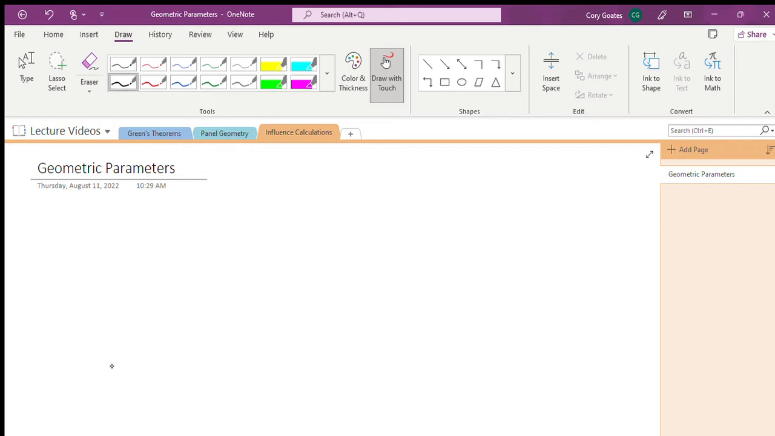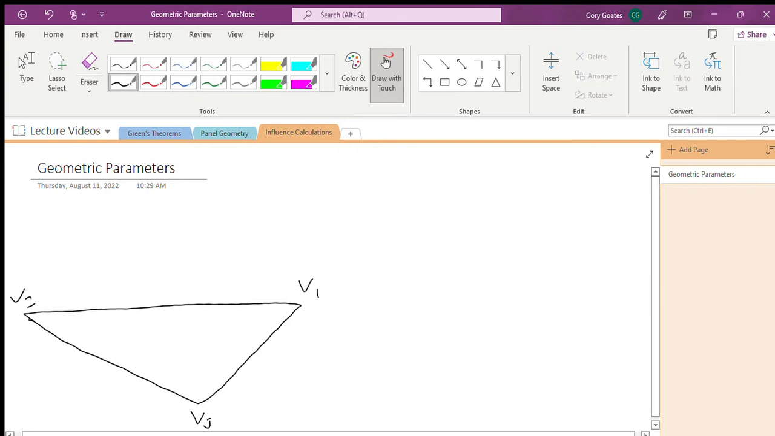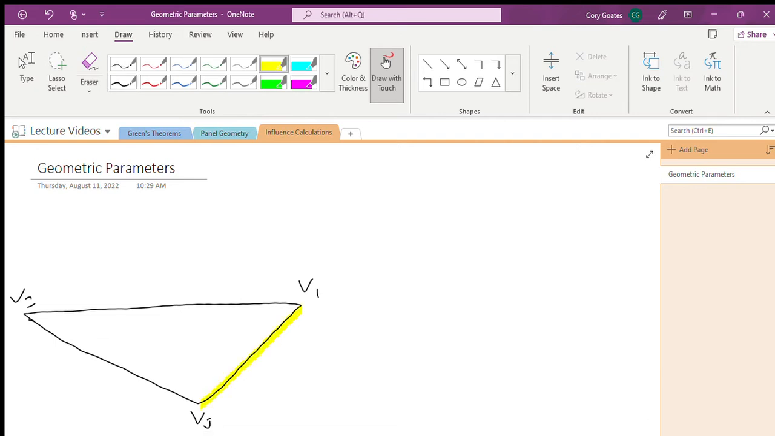Let's imagine we've got our panel here, and we've got V0, V1, V2. Now remember, we defined that panel 0, or edge 0, starts at vertex 0, and for right now we're just going to concern ourselves with edge 0. These calculations are the same over each panel, so you can just loop through it and repeat the same calculations, summing up the influence as you go.